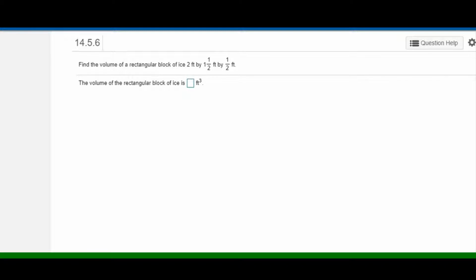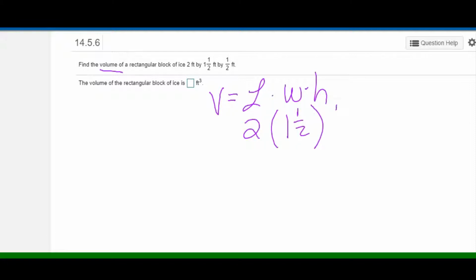Volume. So we're going to do number 10, or this question right here, 14.5.6, where we have to find the volume of the rectangular block. So volume is three-dimensional. If you have 3 dimensions with the same units of measurement, you can find the volume. So volume is equivalent to length times width times height. So I'm going to substitute: it's 2 by 1 and 1/2 by 1/2.